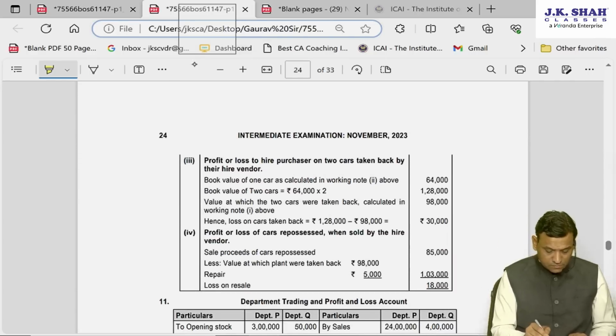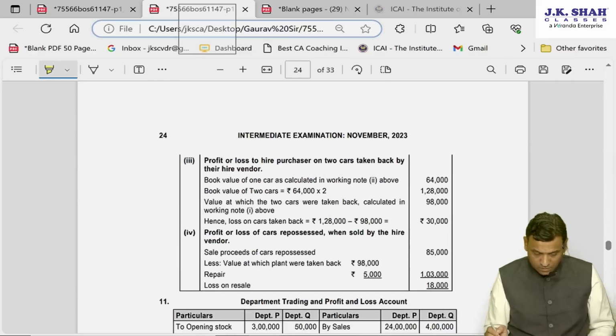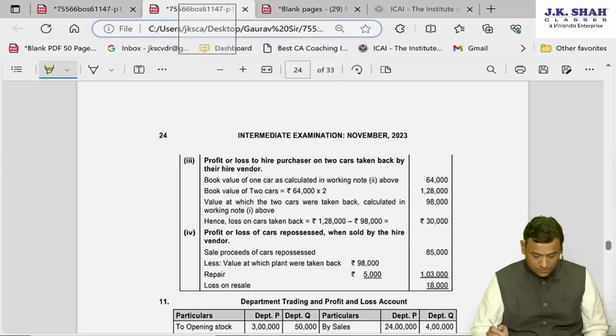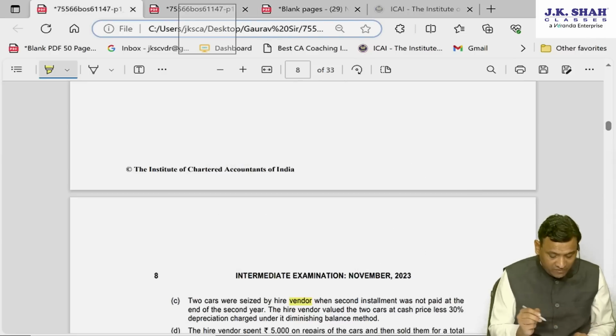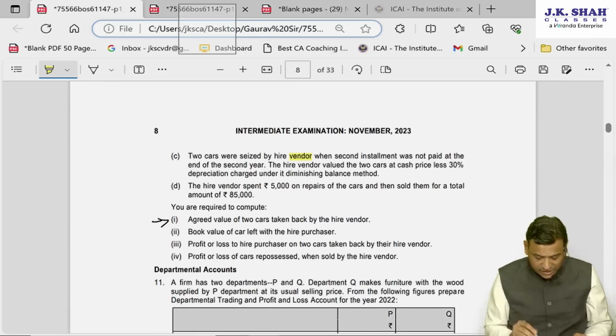Here it is. Done? Thereafter, what is the profit and loss to the HP vendor? The vendor has taken the car at what value? 98,000, and then he incurred some expenses of 5,000, and then he sold it for 85,000. So 98,000 plus 5,000, and he sold it for 85,000. So the vendor also makes a loss of 18,000.